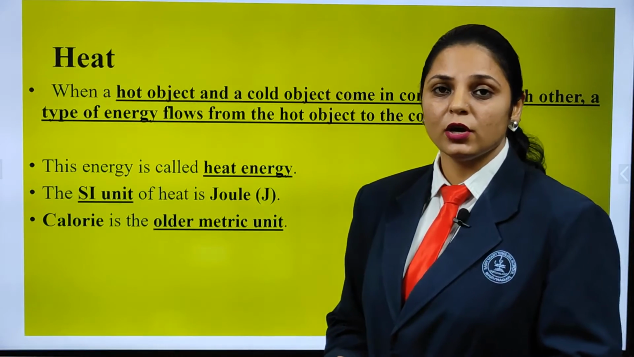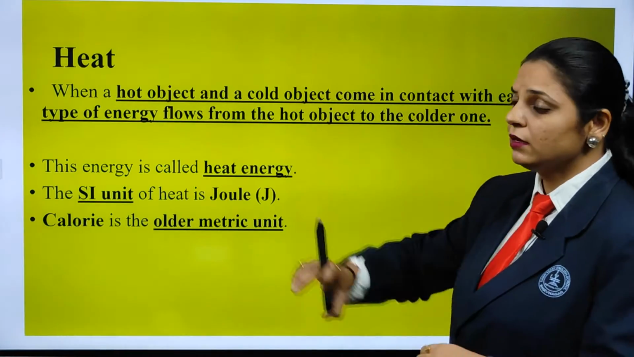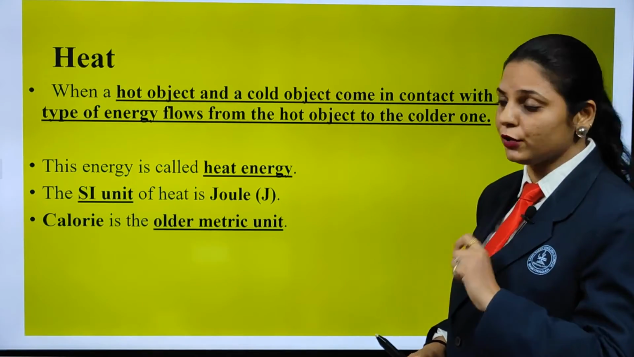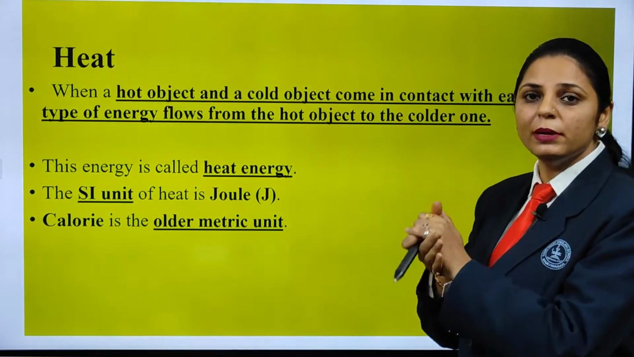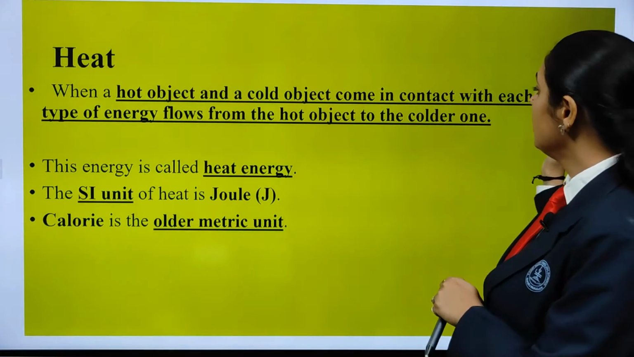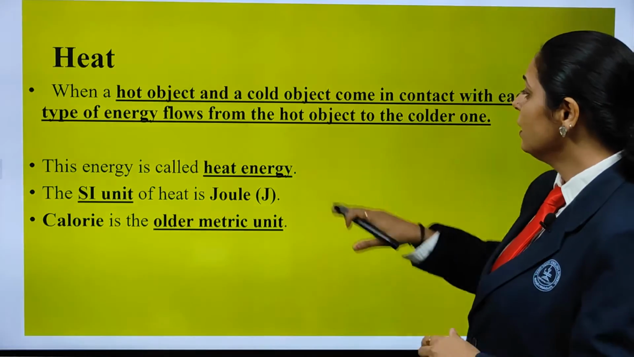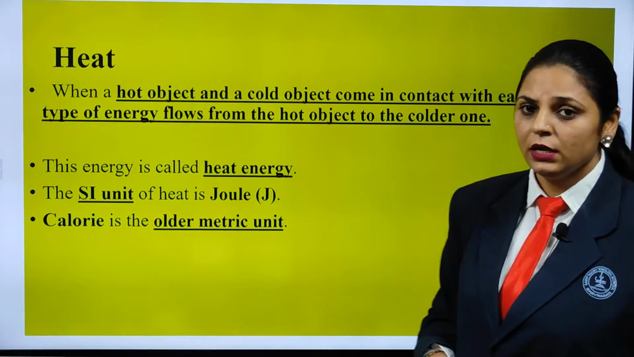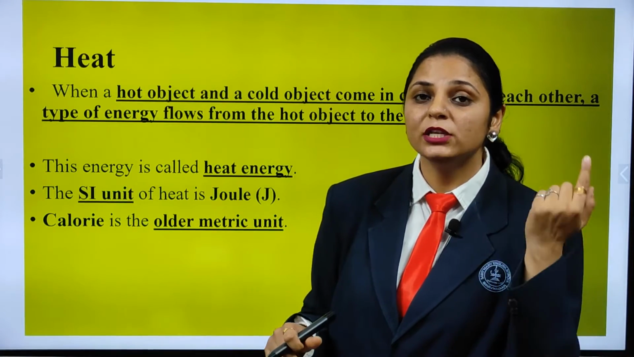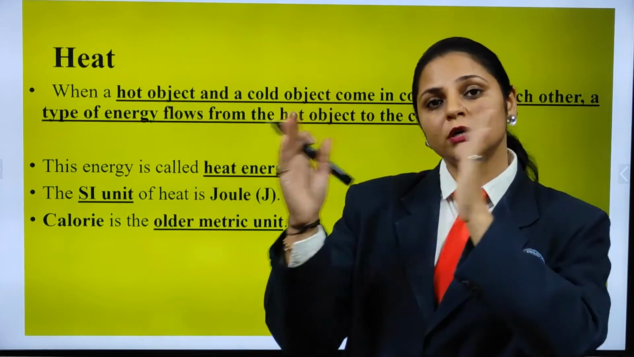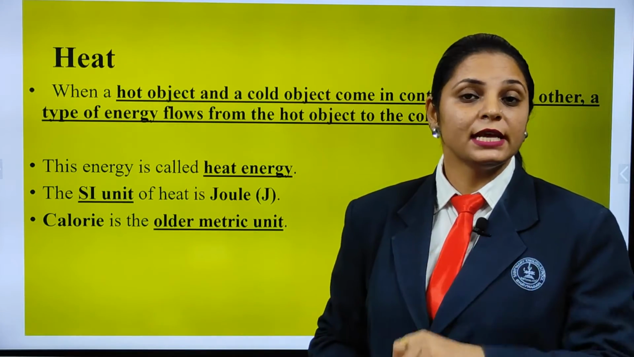Here I am talking again and again about heat. When a hot object and a cold object are in contact with each other, a type of energy flows. There is a flow of energy from the hot object to the colder one, and this energy is known as heat energy. And what is the SI unit?